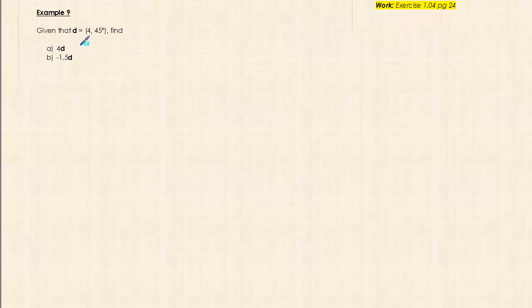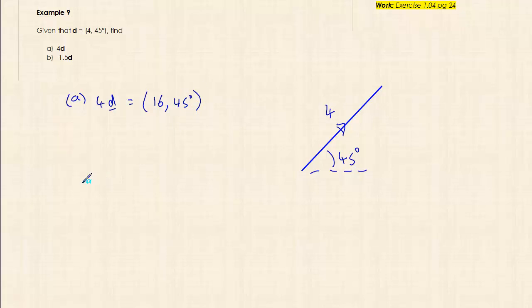Given that d is 4∠45°, so this is in polar form, we want to find 4d. Now think about it. d is a vector of magnitude 4 with an angle here of 45 degrees. Just multiplying it by 4 is not going to change the angle, it's just going to make it longer. So that's going to be 16∠45°.